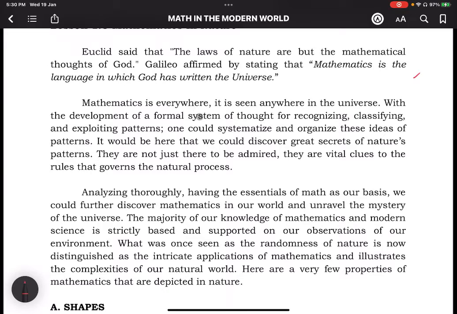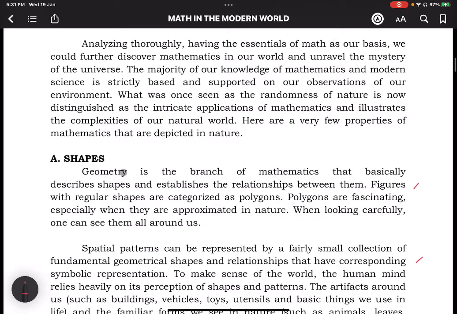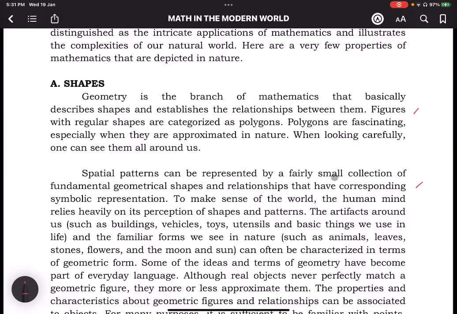With the development of a formal system of thought for recognizing, classifying, and exploiting patterns, one could systematize and organize these ideas of patterns. So what are these patterns? We have number 1, shapes. Geometry is the branch of mathematics that basically describes shapes and establishes the relationships between them. Figures with regular shapes are categorized as polygons. Polygons are fascinating, especially when they are approximated in nature. We have spatial patterns that can be represented by a fairly small collection of fundamental geometrical shapes and relationships that have corresponding symbolic representation.